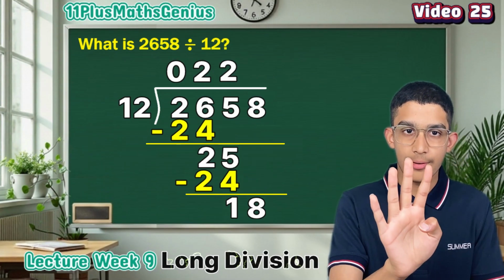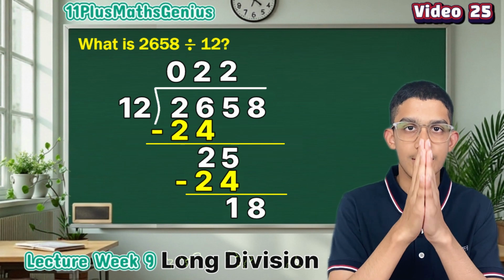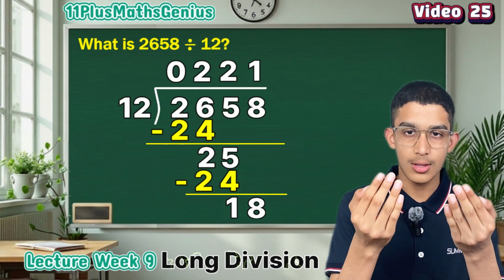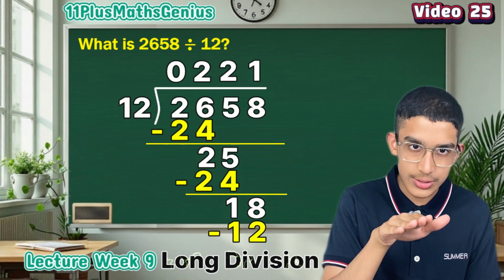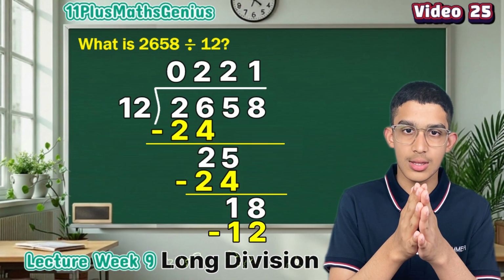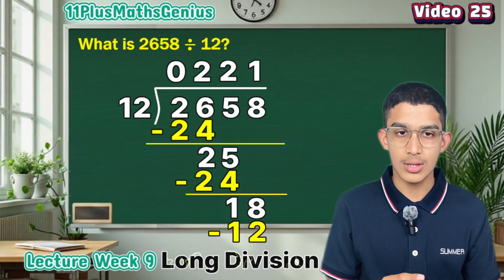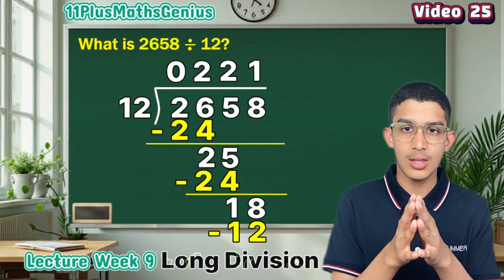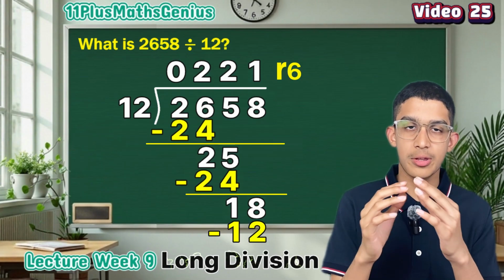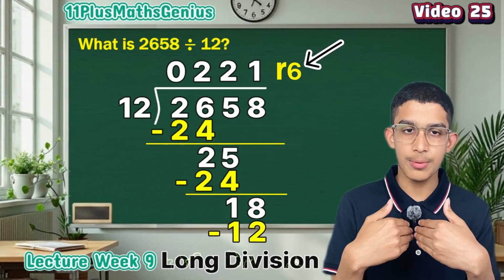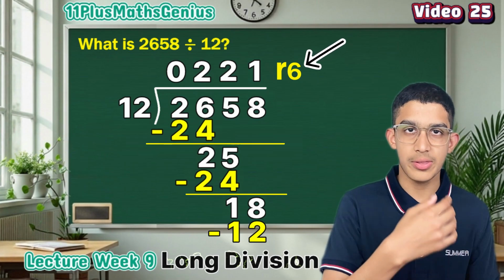Step 4. 12 goes into 18 once. We put the value under 18 and subtract. However, there are no more digits, and so 18 minus 12 is 6, which is our remainder, and we put the remainder on the result line.